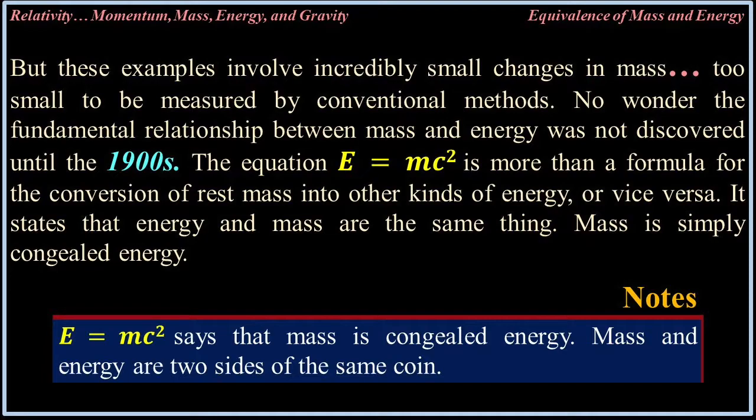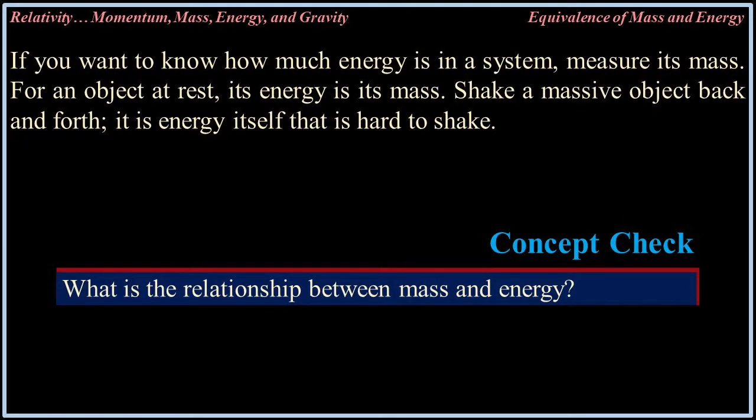The equation E equals mc squared is more than a formula for the conversion of rest mass into other kinds of energy, or vice versa. It states that energy and mass are the same thing. Mass is simply congealed energy. E equals mc squared says that mass is congealed energy. Mass and energy are two sides of the same coin.